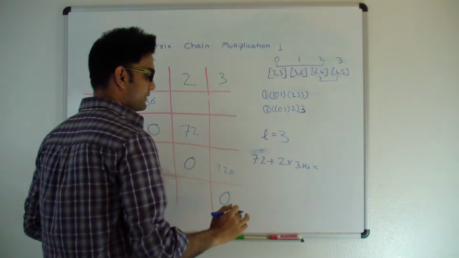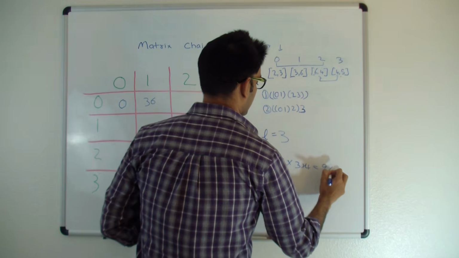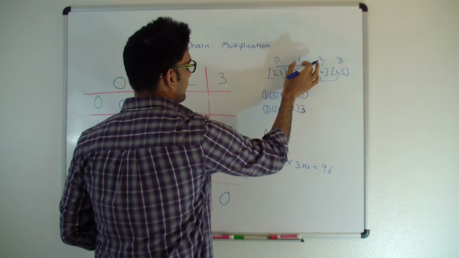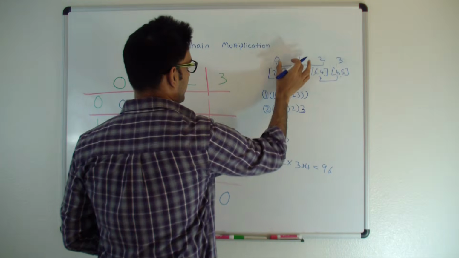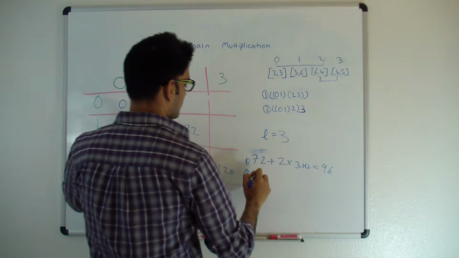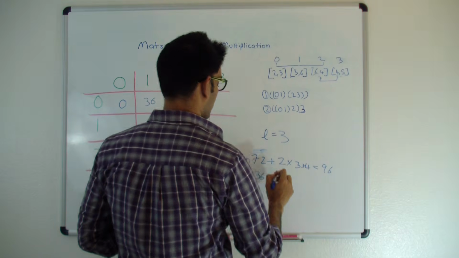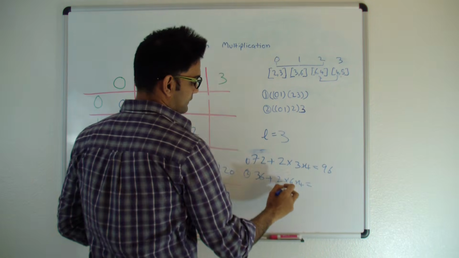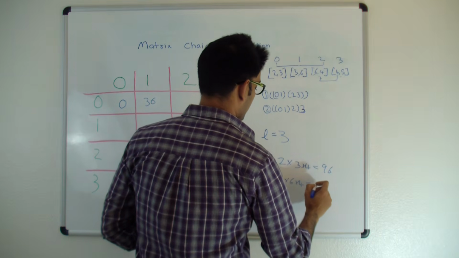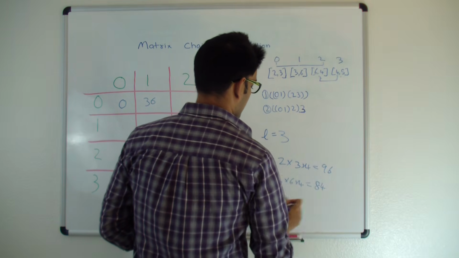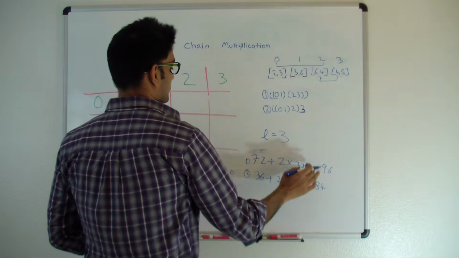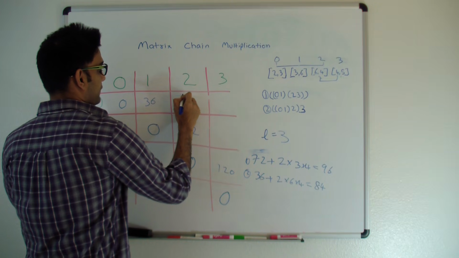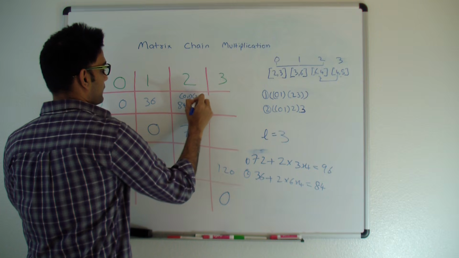So 2 into 3 into 4 is 24 plus 72, so that's 96. So that's one way. The other way is we multiply 0, 1 first and then the result with 2. So the cost of multiplying 0, 1 first is, we have already calculated, 36, plus the result with 2 will be 2 into 6 into 4. So this is 48 plus 36, so that's 84. So this is better than this. So 0 to 2 will be 84, and we'll also indicate that we multiplied 0, 1 first with the result with 2, 2.